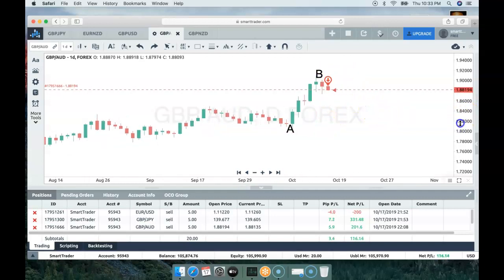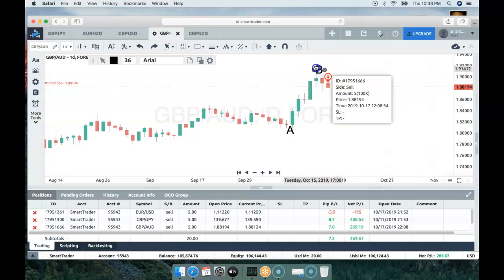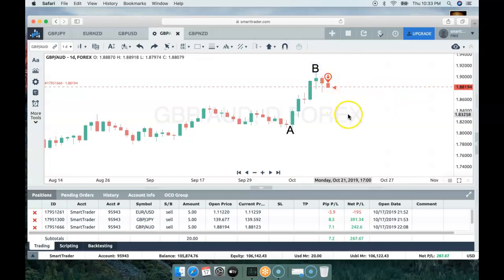This is how banks trade. This is how institutional traders and banks trade. They do not trade at random. They know exactly where the market is going. They can predict the future. They know when the market goes from A to B, it's going to go to C. And then once it hits C, it's just going to shoot back up.